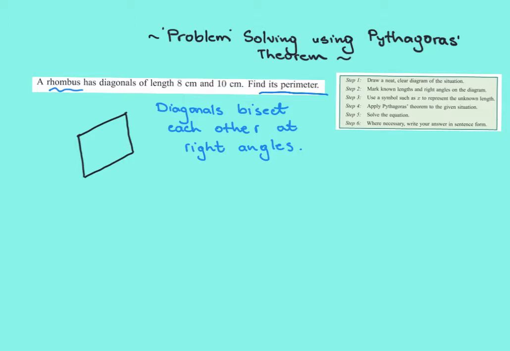Now, the information that has been given is diagonals. So diagonal is a line going from one corner to the other. So that is one diagonal, and then we're going to have another one here. What we know is that diagonals bisect each other at right angles, which means we have here 4 right angles, okay?